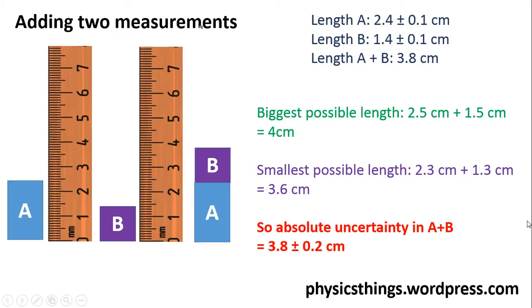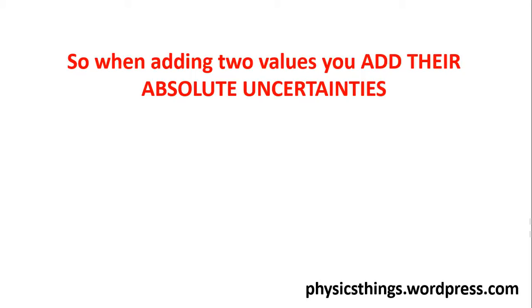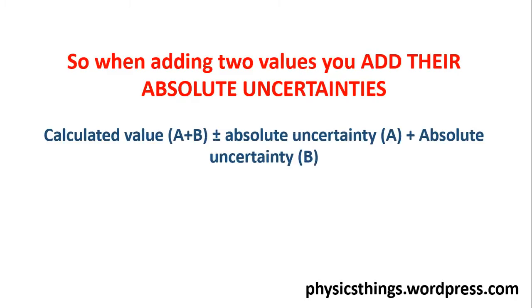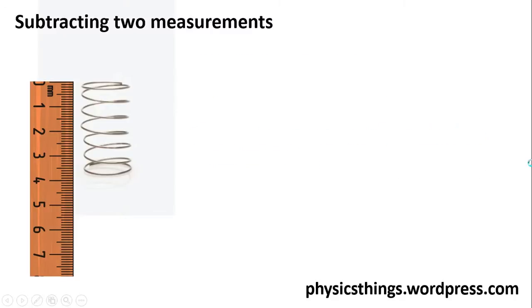Or basically, the quicker way to think about it is, when you add two values, you add their absolute uncertainties. So you take your calculated value, in this case A plus B, put your plus or minus sign, and then your absolute uncertainty in A plus your absolute uncertainty in B.